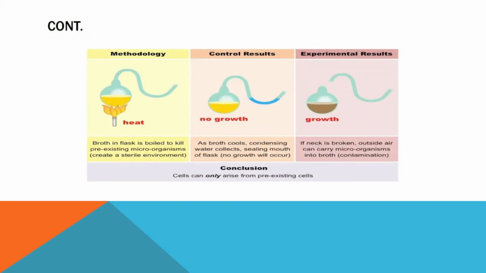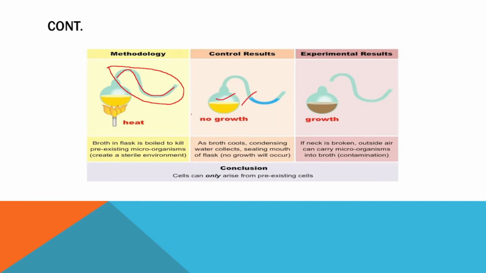What he did was, he boiled broth in a flask with a straight neck and left it exposed to air. Organisms grew. When he did the same thing with his goose-necked flask, nothing grew. The S shape of this second flask trapped dust particles from the air, preventing them from reaching the broth.